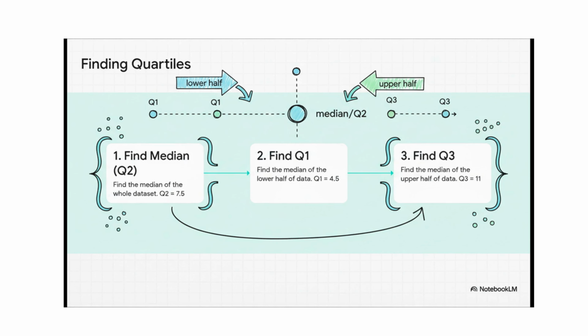Then you just do it again. You find the median of the lower half of the data, and that gives you quartile 1, or Q1. And finally, you find the median of the upper half of the data to get quartile 3, Q3. And just like that, you've found the markers for 25%, 50%, and 75% of your data.